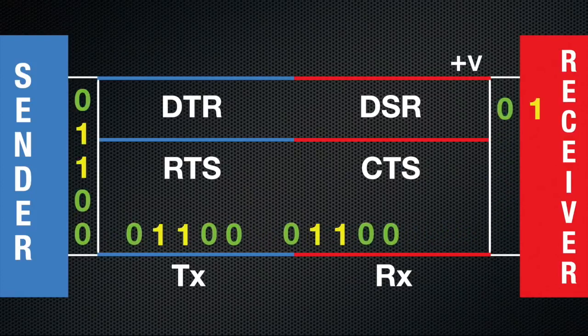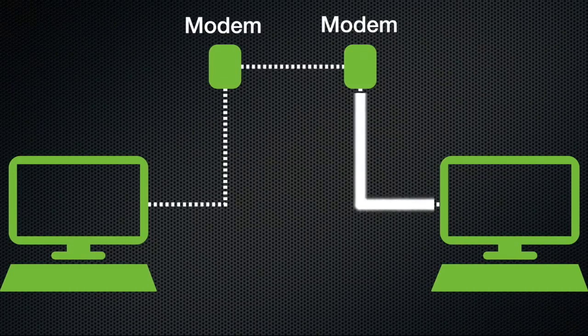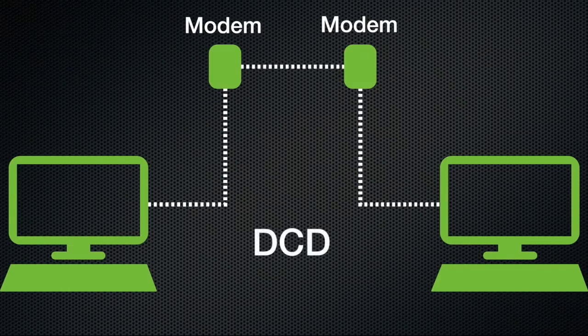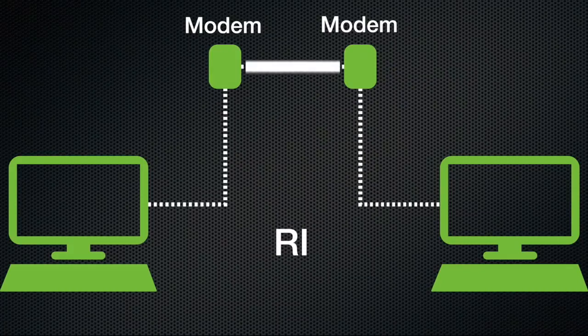For completeness sake, there are two more wires defined in the RS-232 spec. Both of these are related to modems, so seldom used anymore. These are the Data Carrier Detect, or DCD, which tells the modem when an analog signal is being received from another modem, and the Ring Indicator, or RI, that tells the modem that the phone is ringing.